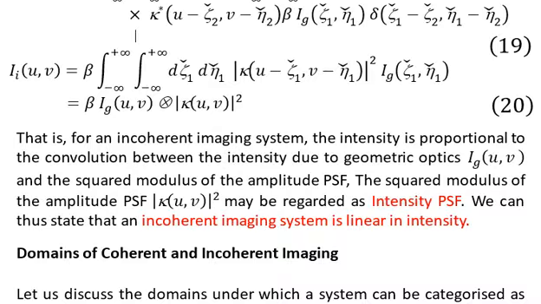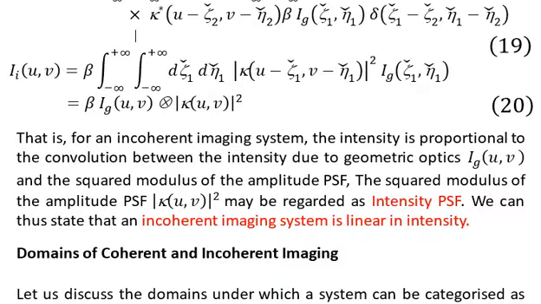So you see that this is a symbolic form of that one, and you know that here kappa is an amplitude point spread function, but if you take the absolute square of this quantity then it becomes an intensity point spread function, or intensity impulse response. So let's see. That is, for an incoherent imaging system, the intensity is proportional to the convolution between the intensity due to geometric optics Ig as a function of u and v and the squared modulus of the amplitude PSF. The squared modulus of the amplitude PSF, that is the absolute square of kappa as a function of u and v, may be regarded as the intensity PSF.